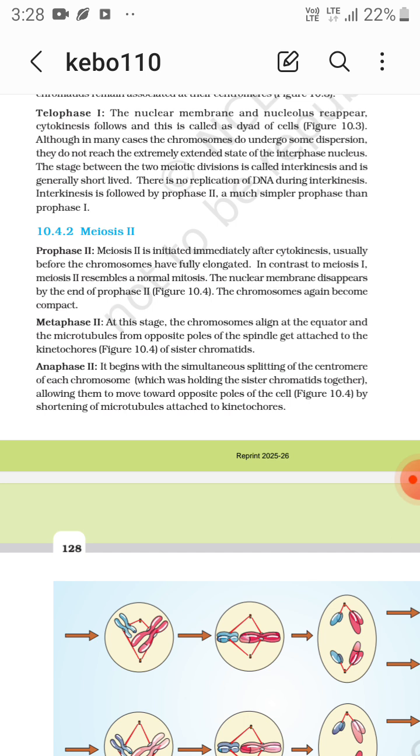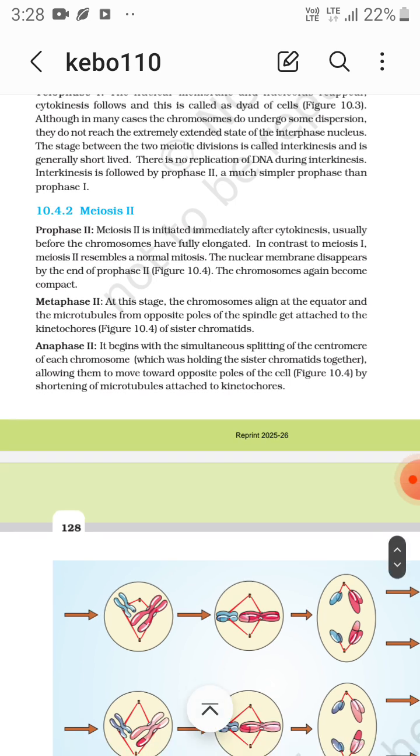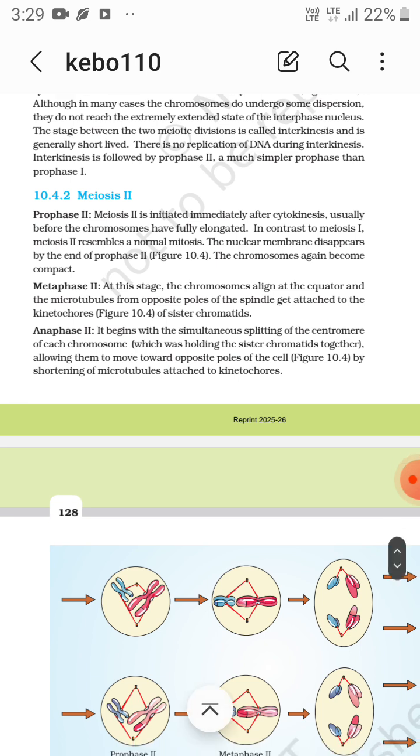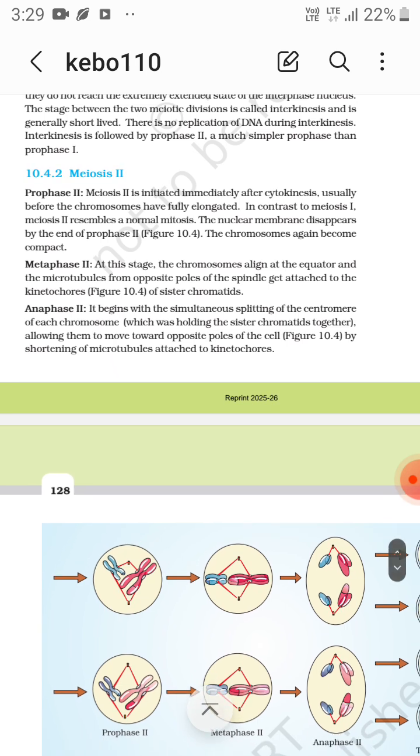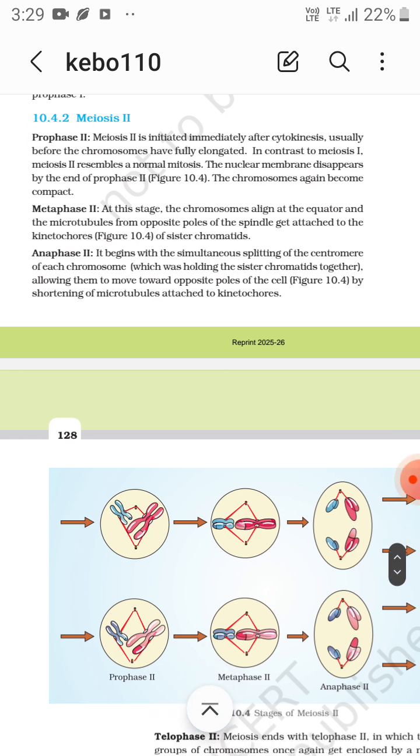In contrast to meiosis 1, meiosis 2 resembles a normal mitosis. The nuclear membrane disappears by the end of prophase 2, same as during prophase 1. The chromosomes again become compact.